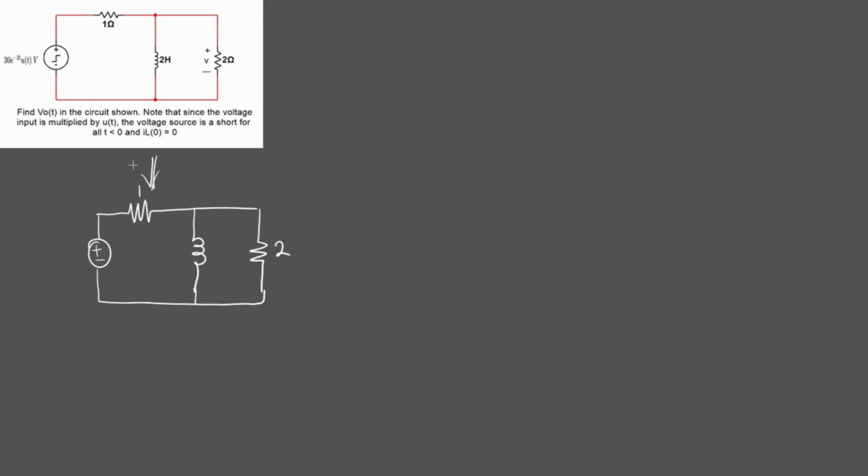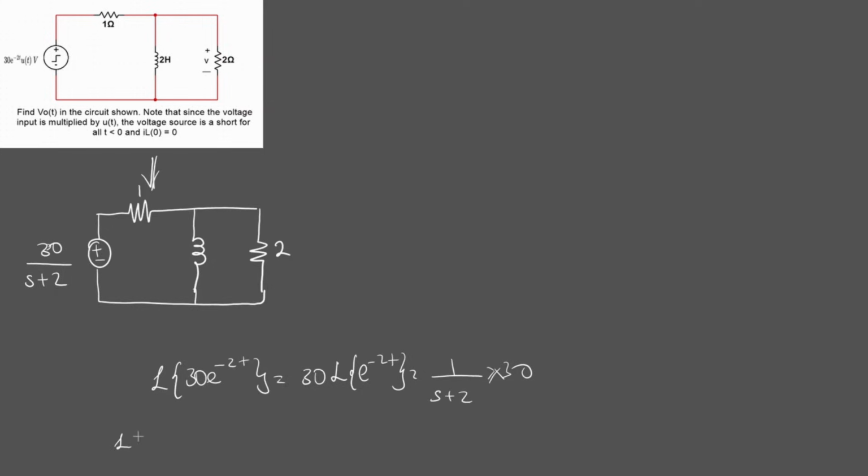Let's find the Laplace transform. This is 30 e to the minus 2t. So the Laplace of 30 e to the negative 2t is the same as the Laplace of e to the minus 2t with the 30 brought out. That's 1 over s plus 2 times 30, which is 30 over s plus 2. The Laplace of an inductor is going to be sL, so that's s times 2, which is 2s.